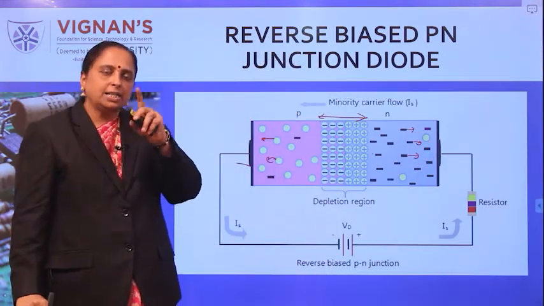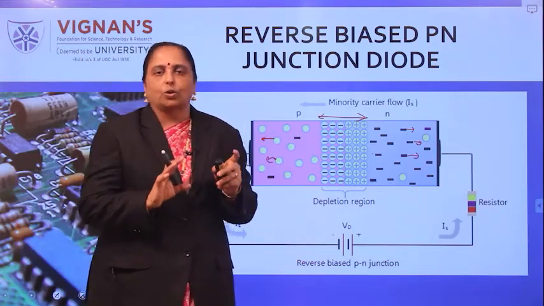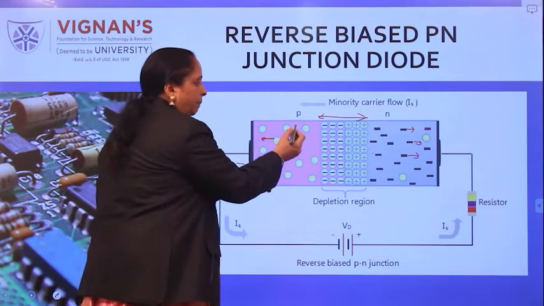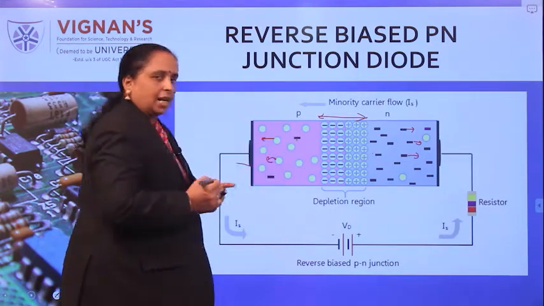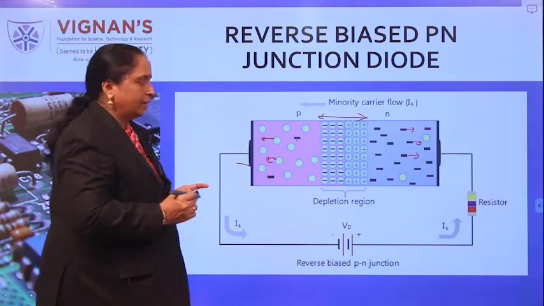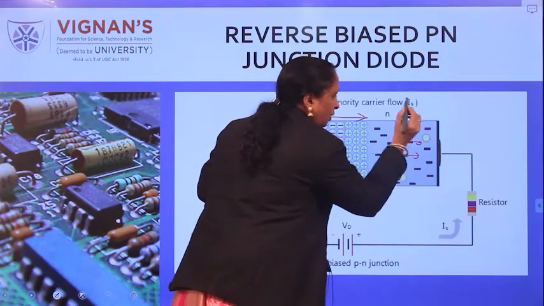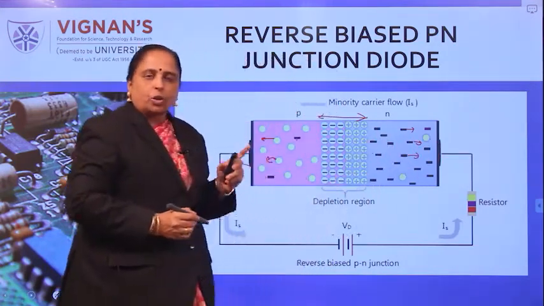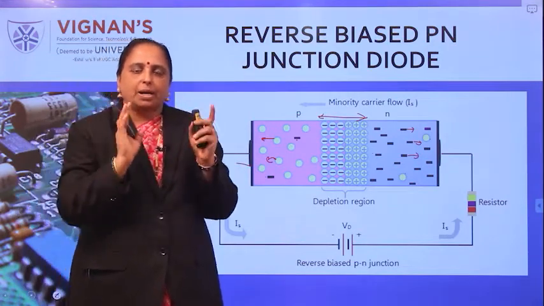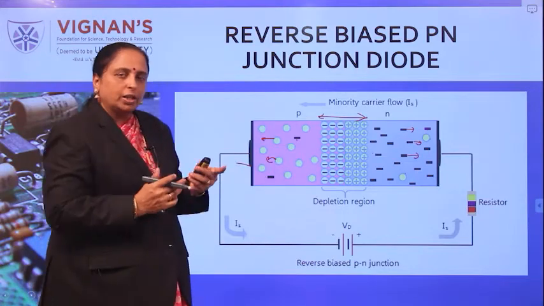But here one interesting thing happens. The current in the reverse biased diode is due to minority carriers. Minority carriers means what? In p-type material, see here, there is an electron, a minority carrier. Here is one more electron, a minority carrier. And in n-type, holes are minority carriers. See here one hole, here one hole. So when a PN junction diode is reverse biased, the maximum current is due to minority carriers. That is how they constitute a current.